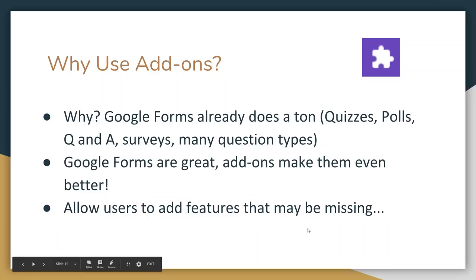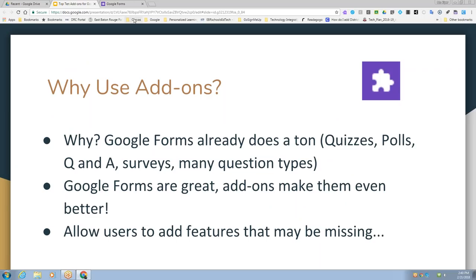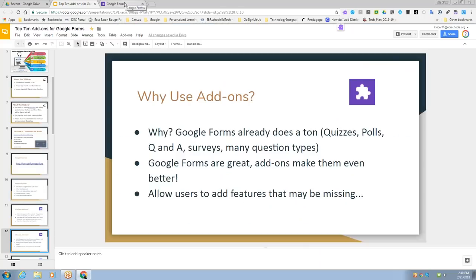Why should you use add-ons? Because think about it, Google Forms already has a ton of wonderful features. There are things like quizzes. You can use Google Forms for polls. You can use Google Forms for question and answer, for surveys. There's so many different question types. Add-ons just make them better, and they add features that may be missing.